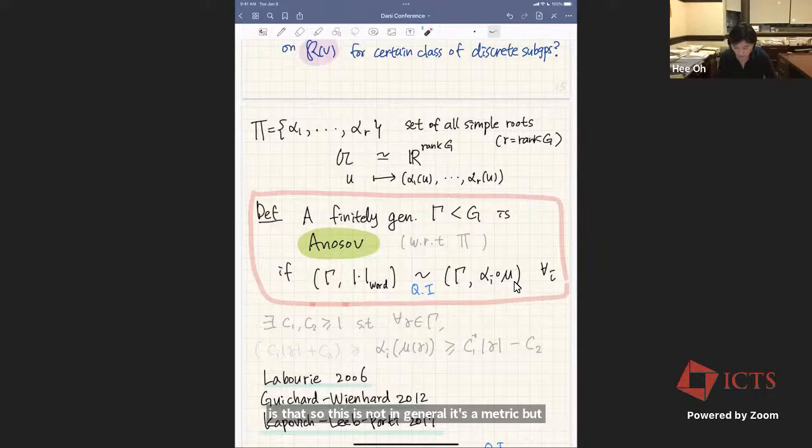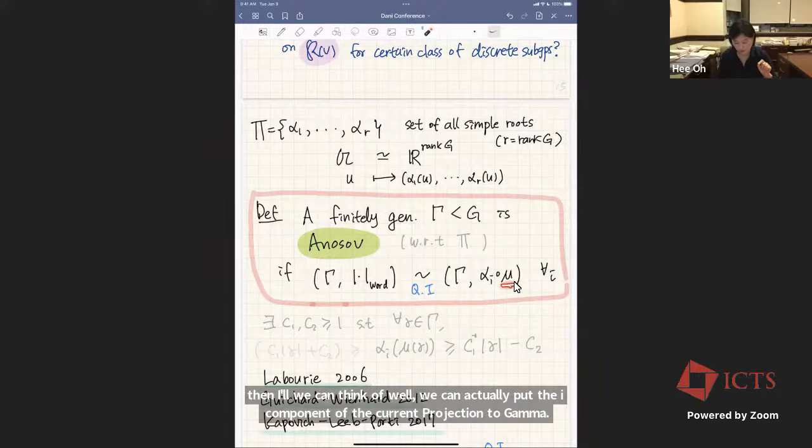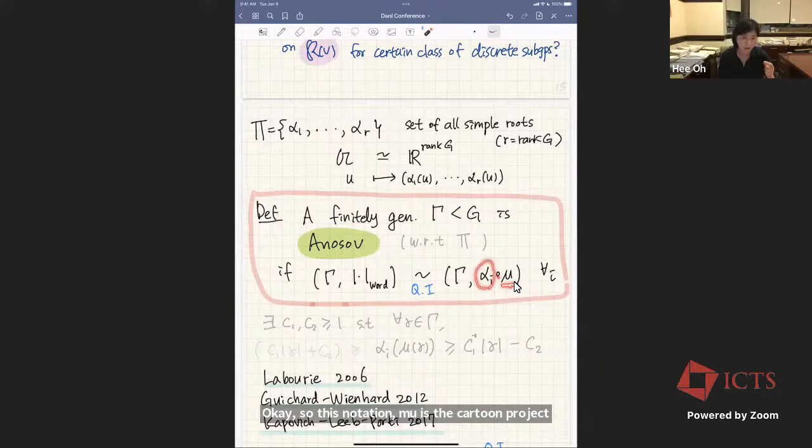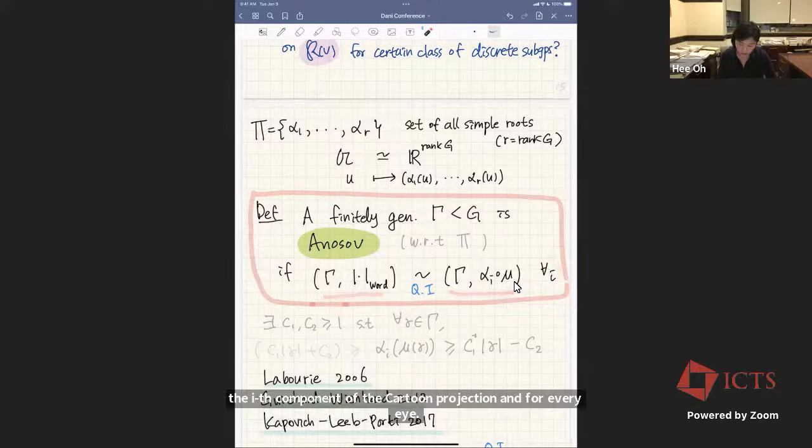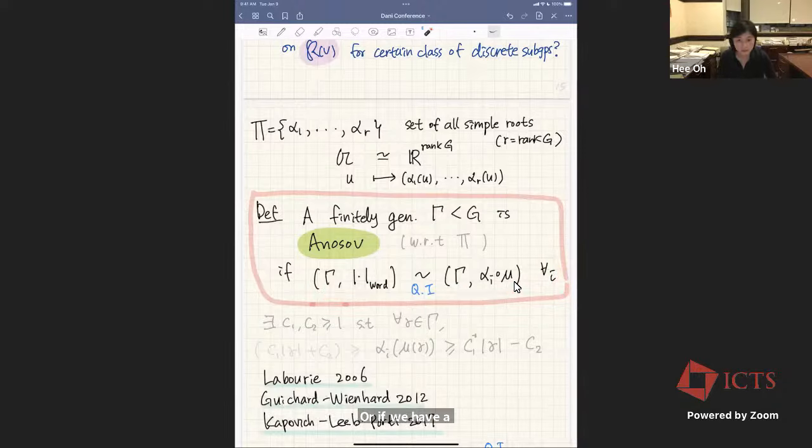Then we can put the ith component of the Cartan projection to gamma. The notation mu is the Cartan projection, and then I compose with alpha I, which means it's like the ith component of the Cartan projection. And for every I, if we have a quasi-isometry between these two, then the group gamma is Anosov.